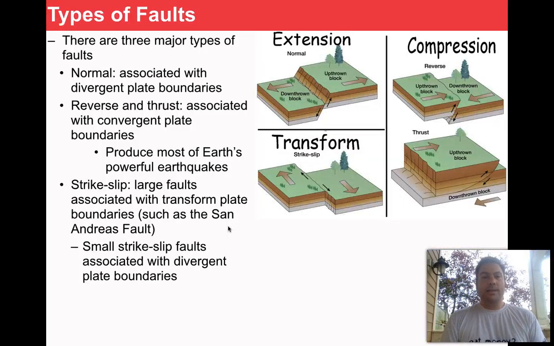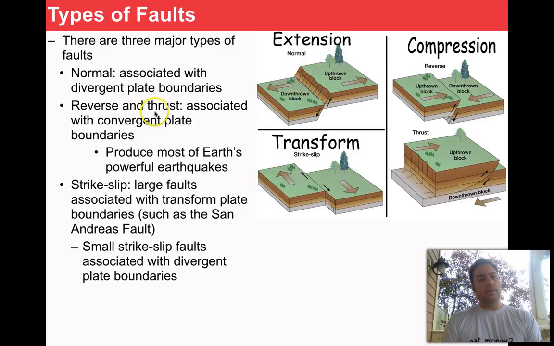So there are three kinds of faults that we have defined so far. There are basically normal faults, which are associated with divergent plate boundaries. Not always. I mean, we get normal faults all over the world, but this is where the main big ones occur. And this is a situation where we get extension, right? So we get a block being pulled this way, a block being pulled that way, and there's a slide plane with an angle right here in the middle.